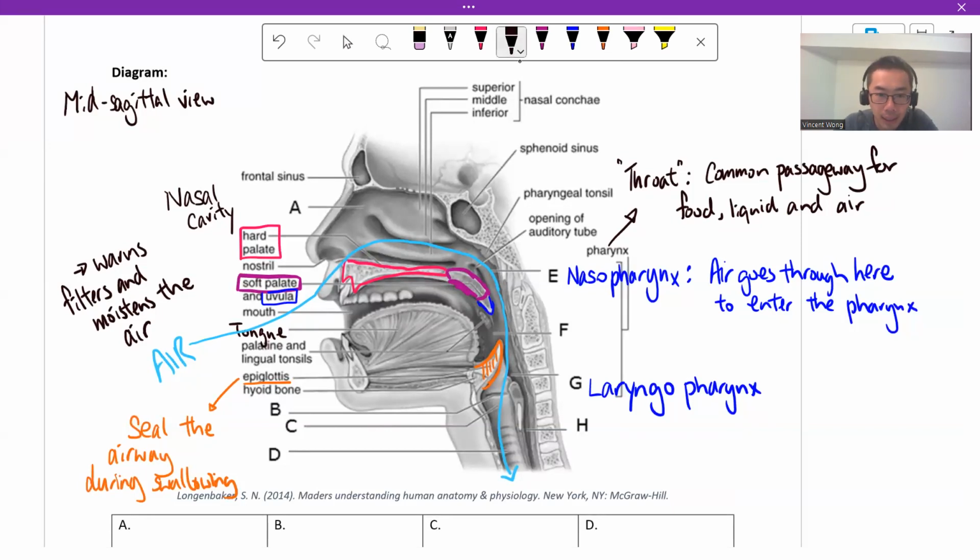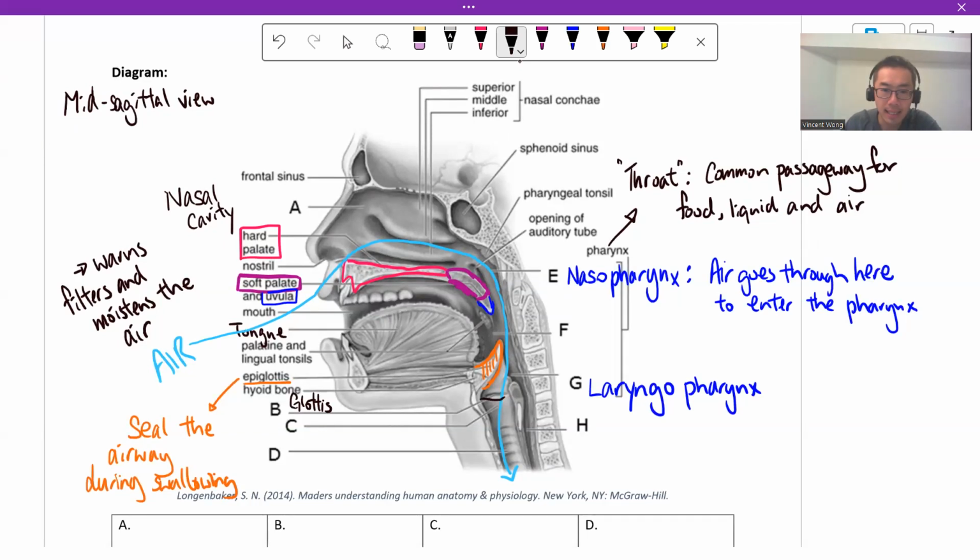All right, there is an opening here. It looks like a slit. That's just a hole that leads into your voice box. Okay, that hole is called the glottis. That's B. Glottis. The epiglottis is on top of the glottis.